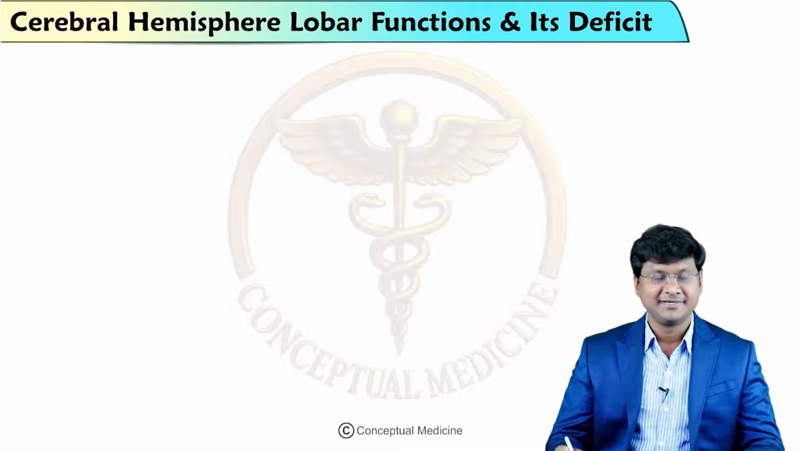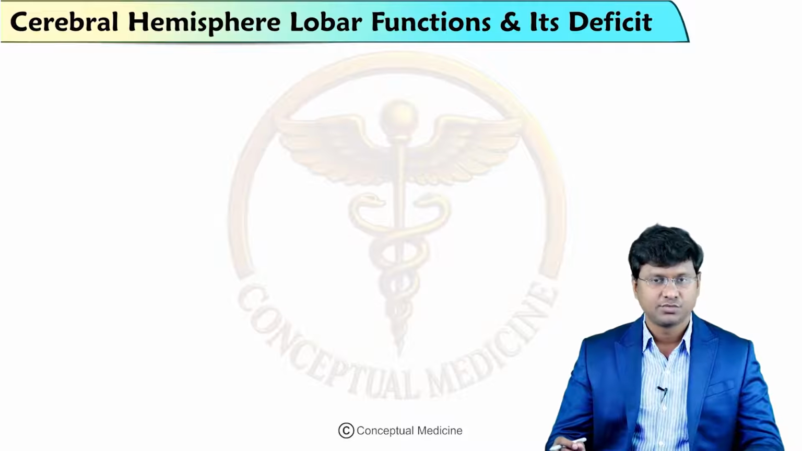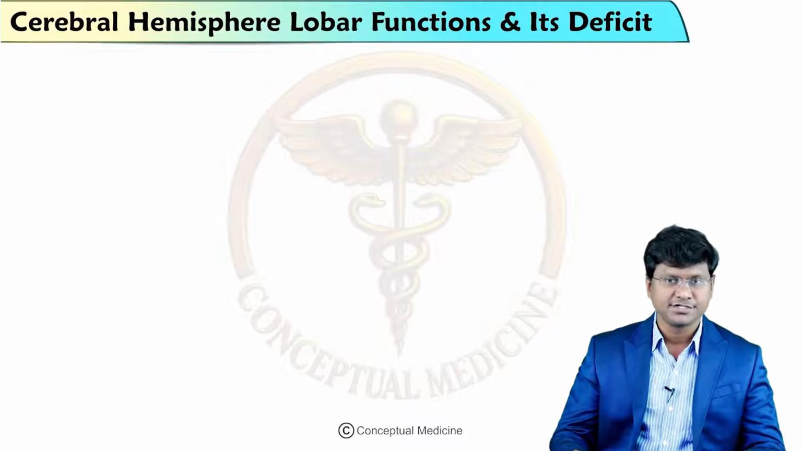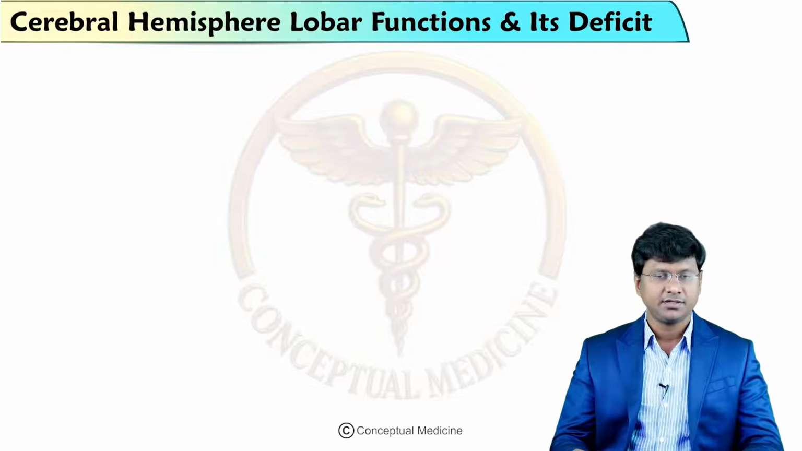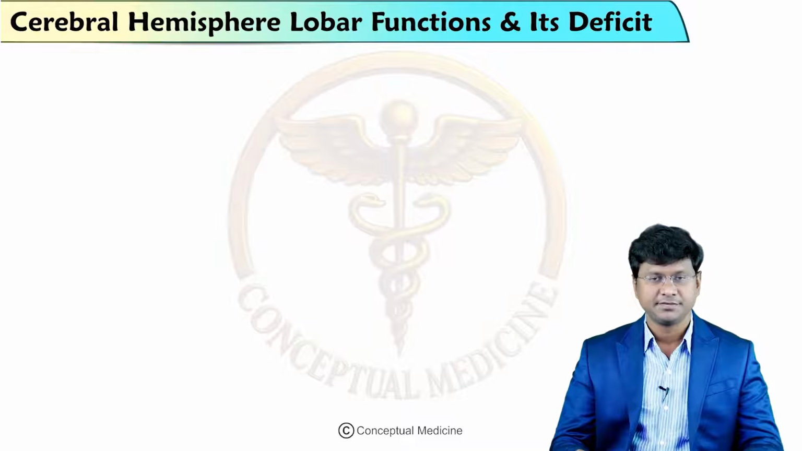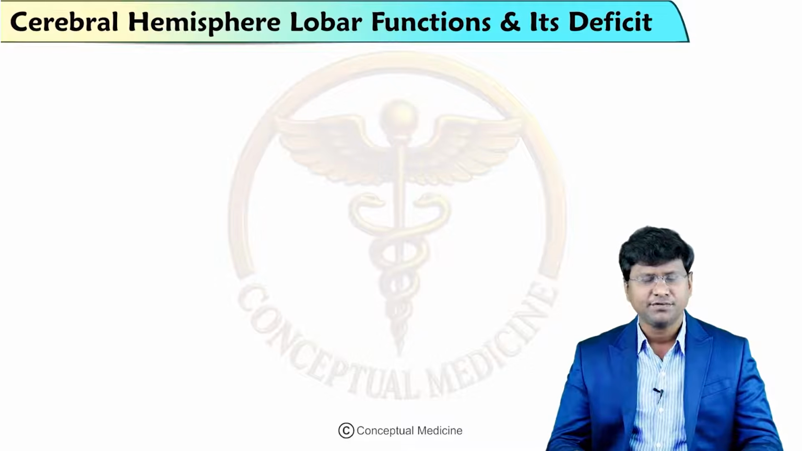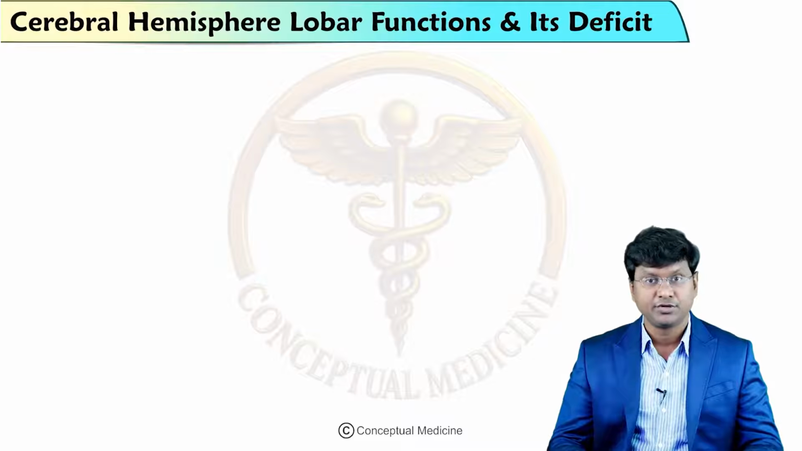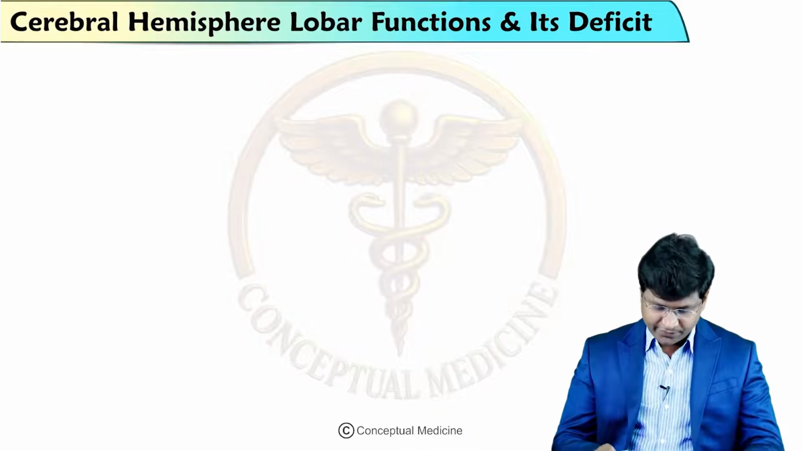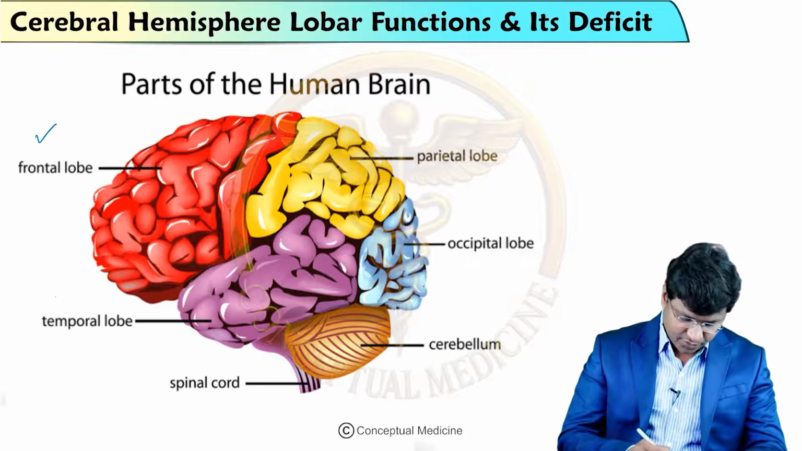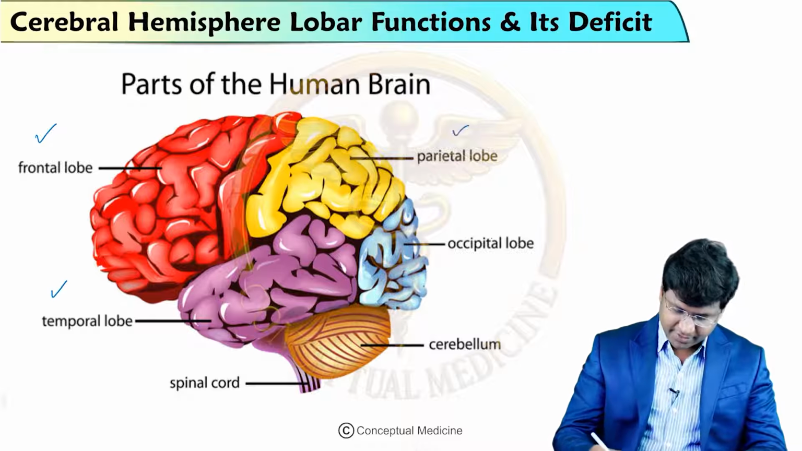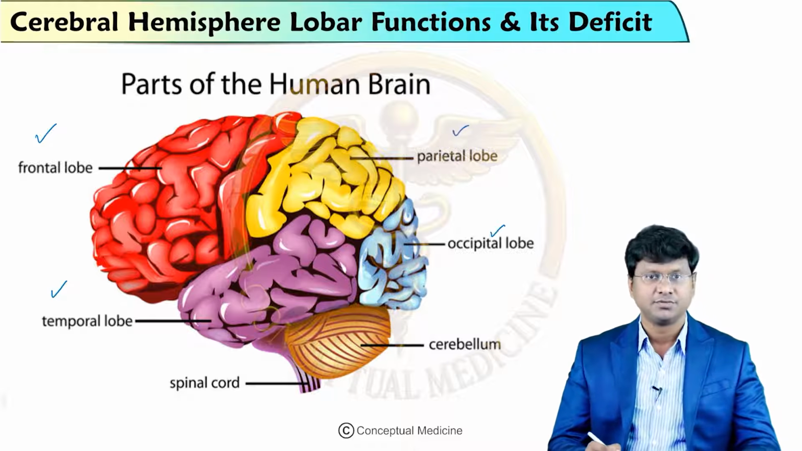So in this session I will be discussing the cerebral hemisphere, that is the lobes of the cerebral hemisphere, what are their functions and what will happen if there is any lesion to that particular lobe of the cerebral hemisphere. It is a continuation of the discussion of cerebrovascular accidents. The lobes of the cerebral hemisphere are the frontal lobe, temporal lobe, parietal lobe and the occipital lobe.